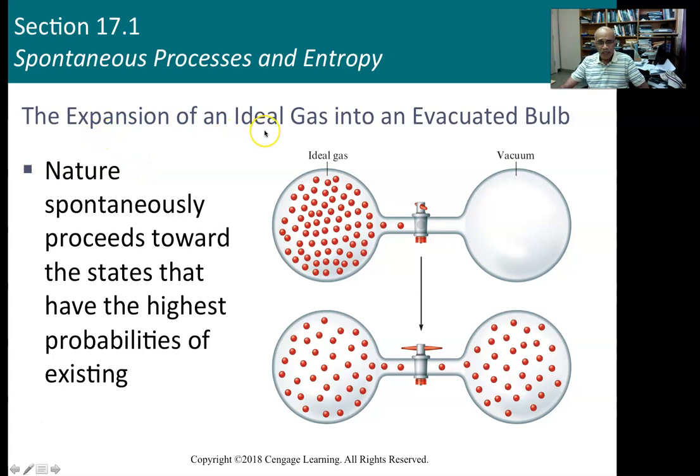Look at an ideal gas in an evacuated bulb. If you have a dual bulb here with a valve, a stopcock, to separate the two different regions, and you have a vacuum in one and ideal gas in the other. As you open this, naturally this is what we expect, and this is what happens. The gas will distribute itself evenly. So this process here is what we call a spontaneous process. Nature spontaneously proceeds towards the state that has the highest probability of existence. So when this gas becomes evenly distributed, the probability of distribution is a lot higher compared to when it was in just one arm of that bulb.